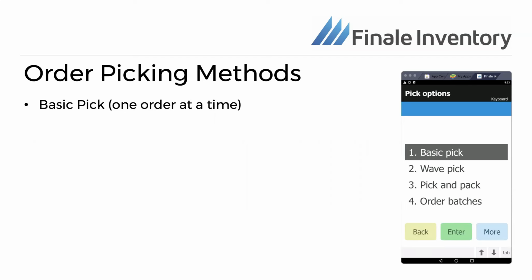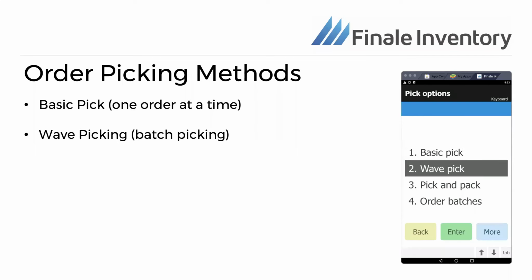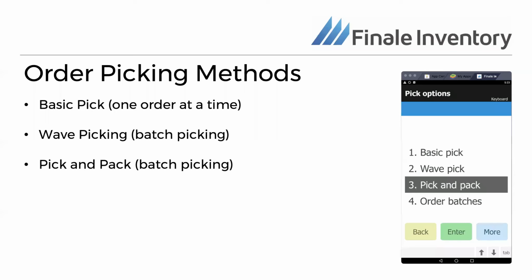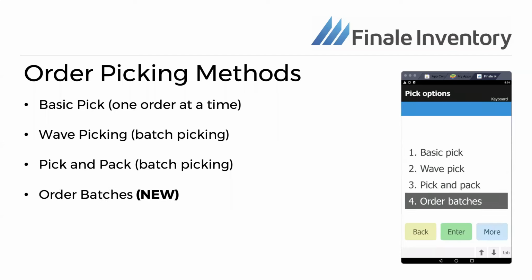So there's 3 different primary methods for order picking. There's basic picking, when you do one order at a time. There's wave picking. Wave picking is a batch picking method. There's pick and pack, which is another batch picking method. Then there's order batches, which is our new feature.